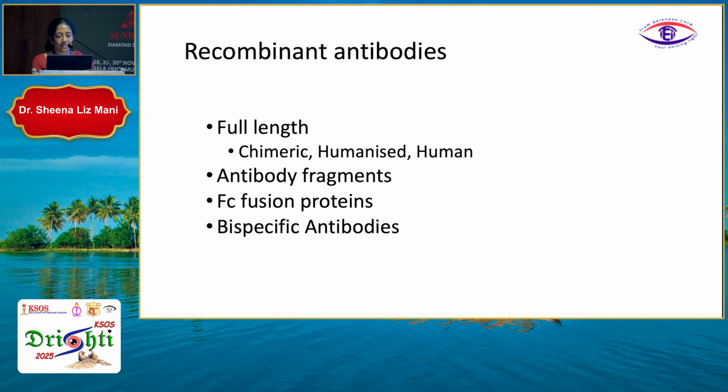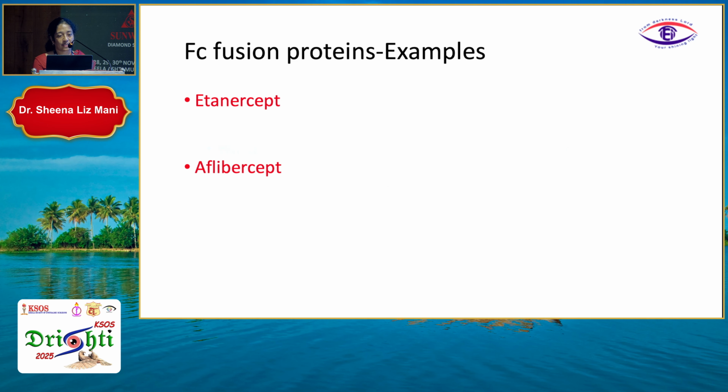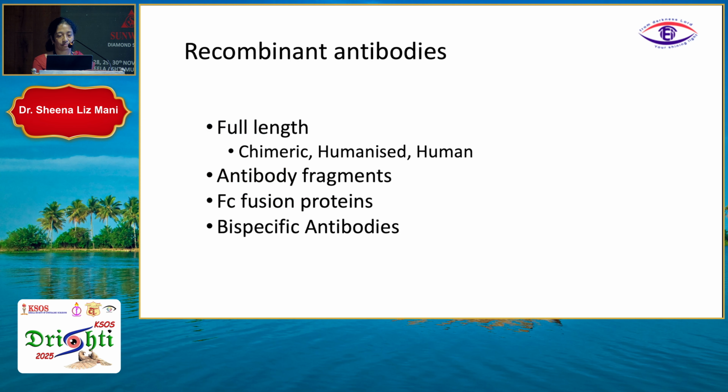Now the next type is Fc fusion proteins. This is an engineered product which combines the Fc portion with a protein. Because of this, these molecules are larger, but it's precisely because of that the half-life is longer, with better pharmacokinetic properties, and it increases the molecular stability. Examples are etanercept, which is used in rheumatoid arthritis and JIA, and aflibercept in ophthalmology.